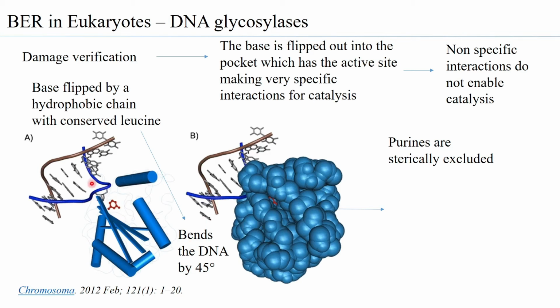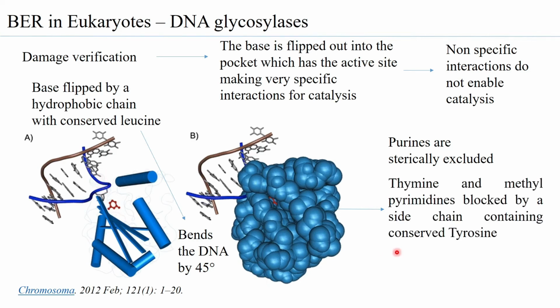But then the question arises that there are other pyrimidines present. For example, thymine is very similar in structure to uracil. So even if it is a narrow pocket, how will it prevent the other pyrimidines from entering the active site? What has been observed is that there is another side chain which has a conserved tyrosine that can interact with the thymine and other methyl pyrimidines, not allowing them to enter the active site, so only uracil is present inside the active site.